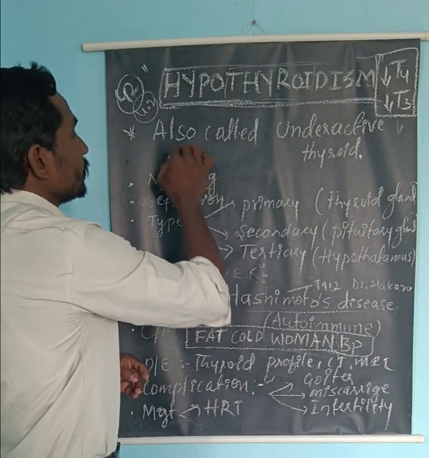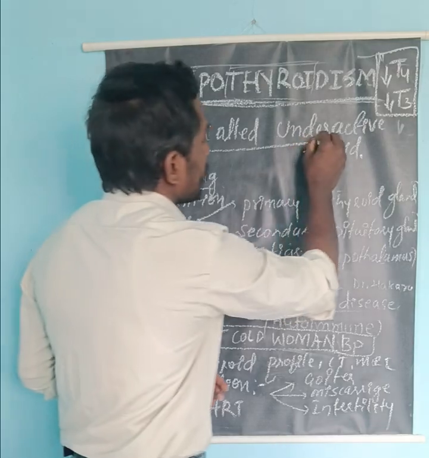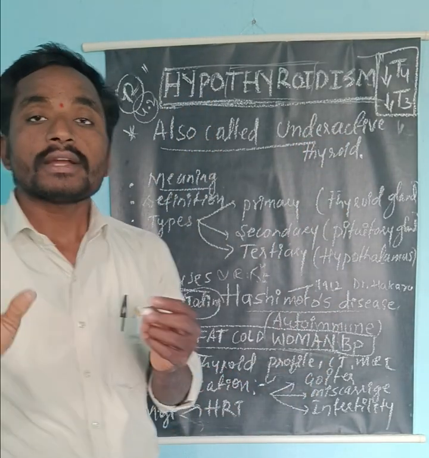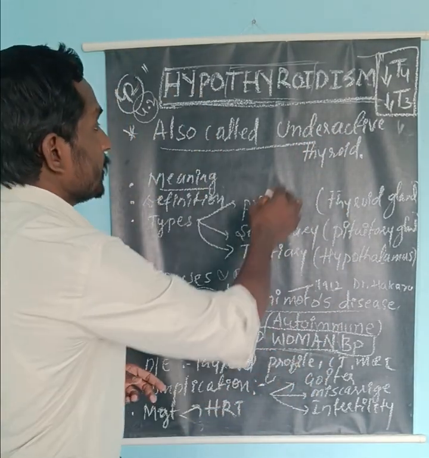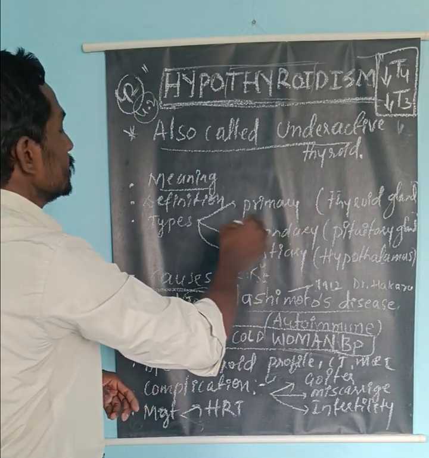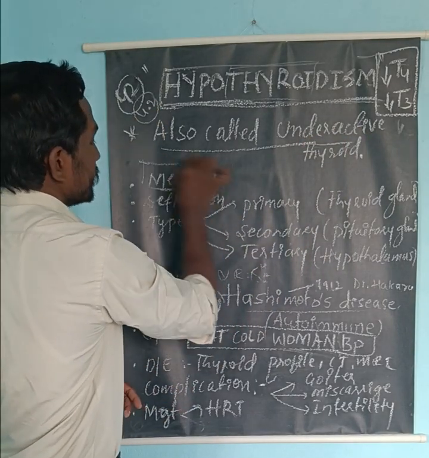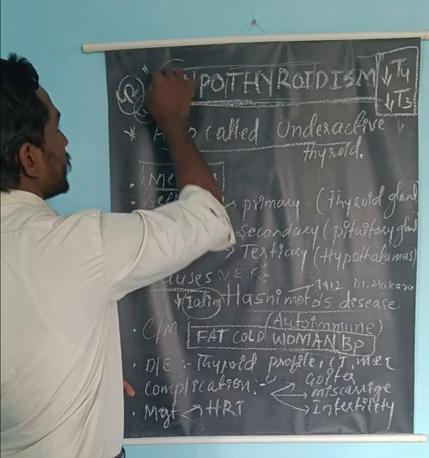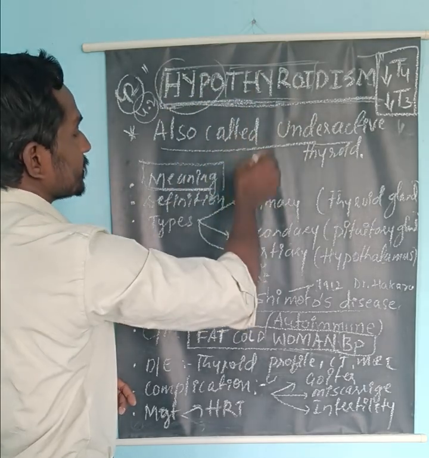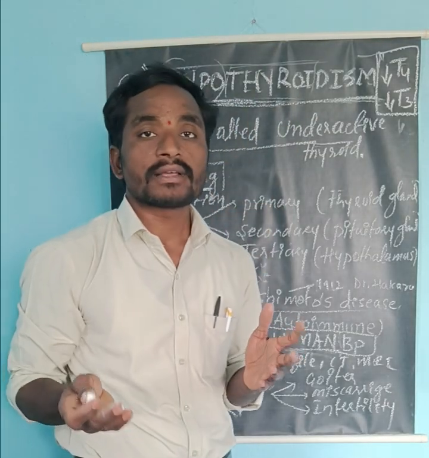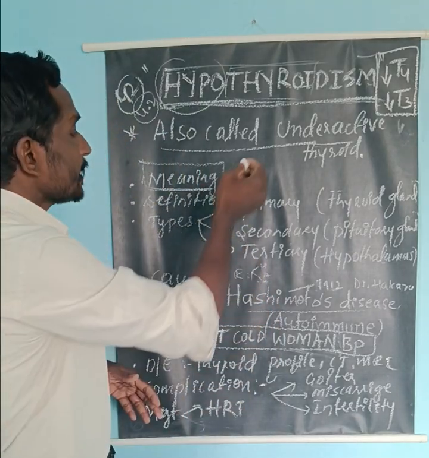Now come to hypothyroidism. Hypothyroidism is also called underactive thyroid gland, underactivity of the thyroid gland. Now come to the meaning. What does it mean? Hypo means very low. Thyroidism means the thyroid gland produces insufficient or an absence of thyroid hormones.